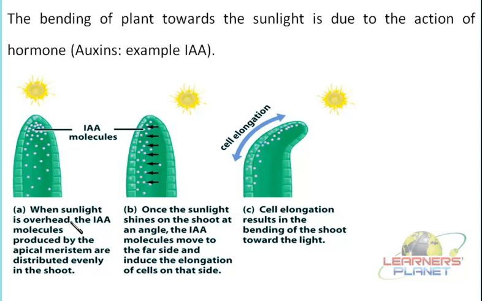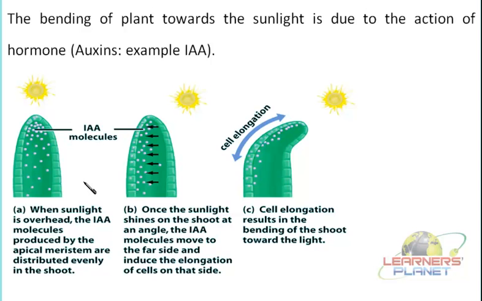See, when the sunlight is overhead, the IAA molecules produced by the apical meristem are distributed evenly in the shoot. What happens here actually? IAA is an example of the hormone auxins. Now these auxins are actually stimulating the cell division process, cell elongation, and enlargement. All these processes are stimulated by the auxin hormones.